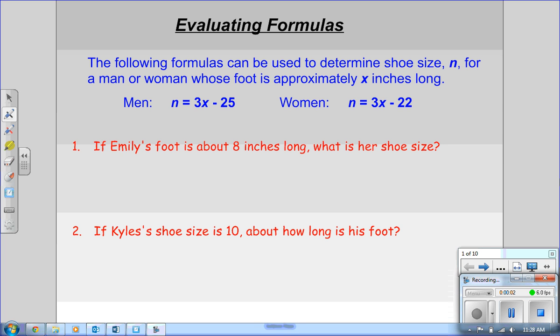Evaluating formulas. The following formulas can be used to determine shoe size N for a man or woman whose foot is approximately X inches long. There are two formulas given, and our first question says, if Emily's foot is about 8 inches long, what is her shoe size? When solving formula problems and trying to evaluate them, there's often a lot of information that needs to be sorted through. So it's best to stay organized in your approach.